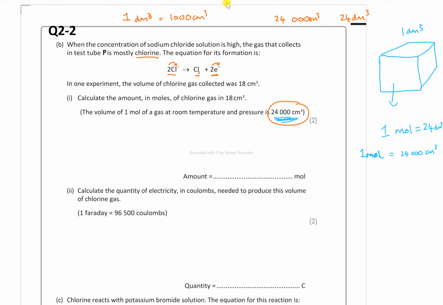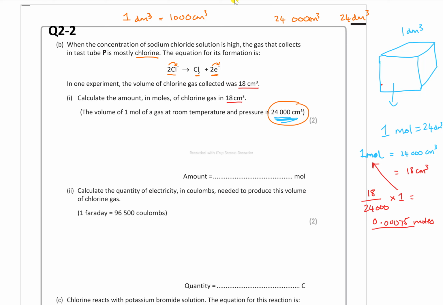Right, what's next? Right, but they only made 18 centimeter cubed. So they only made a fraction of it. So they made 18 out of 24,000, and then you multiply that by 1, because that's the molar concentration really as such. What will it be? Right, the answer would be 0.00075 moles.